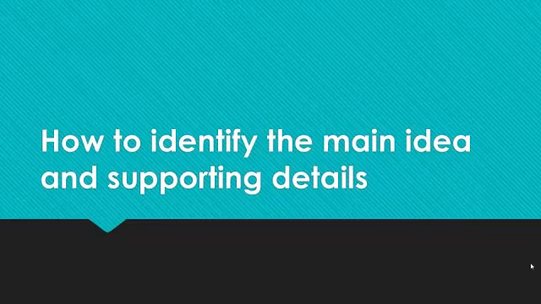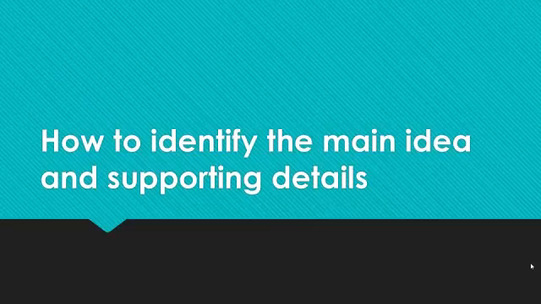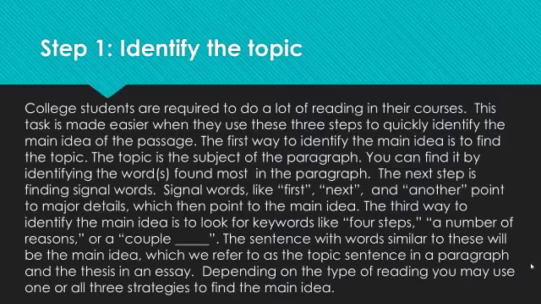In this video, we will discuss how to identify the main idea and supporting details of a passage. In this instance, we'll be looking at a paragraph, but you can use the same strategies to identify the main idea of a longer passage, such as in an essay or an article. The first step is to identify the topic. You want to find the word or words that appear over and over throughout the entire passage.